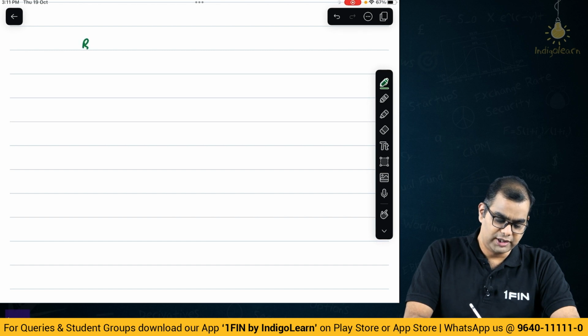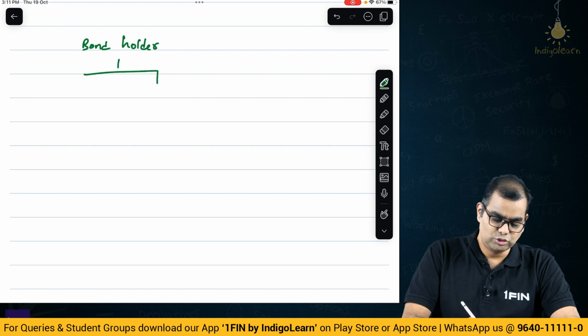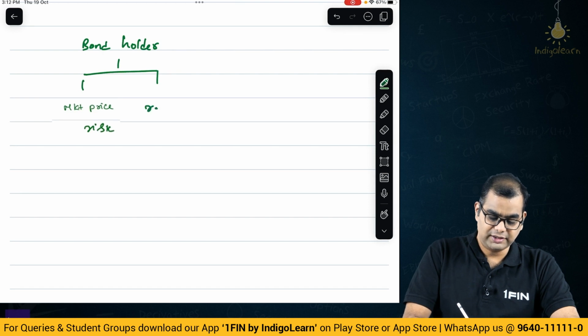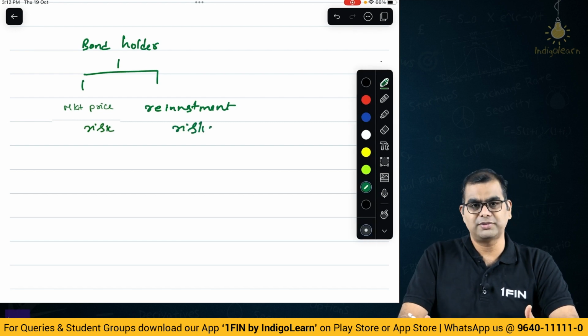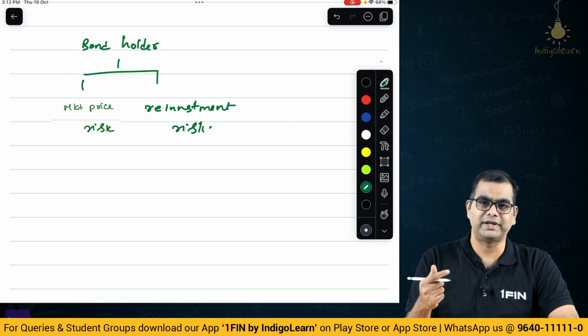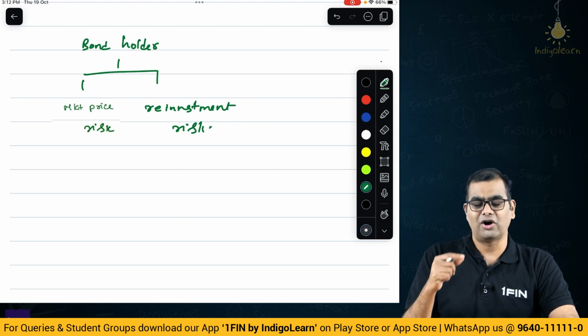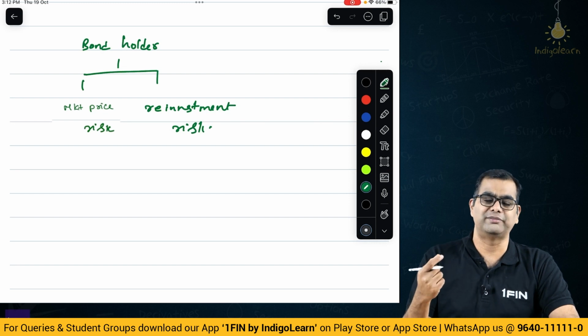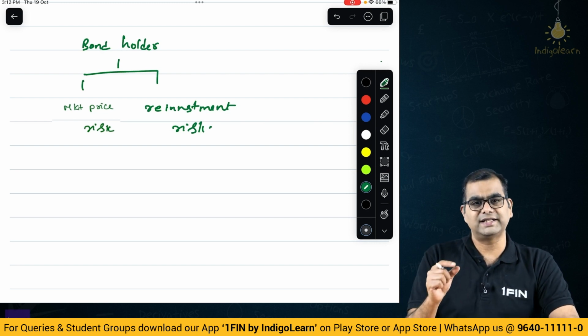So, a bond holder faces two risks: market price risk and reinvestment risk. So, if you remember the concept of IRR, you would remember or rather recollect that all the inflows that come in between periods are reinvested at the same rate, or rather all outflows are borrowed at the same rate. The interest rate that is applicable even on intermediate cash flows is also the same.